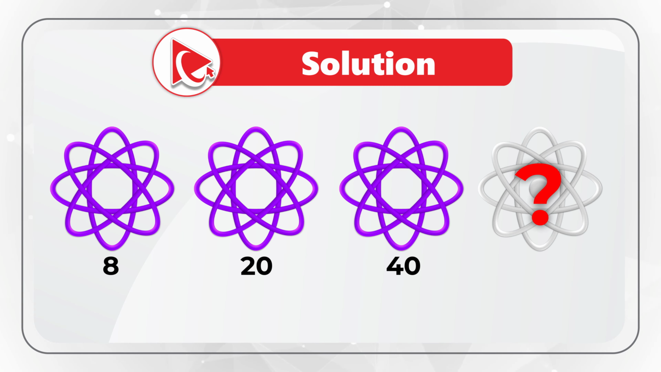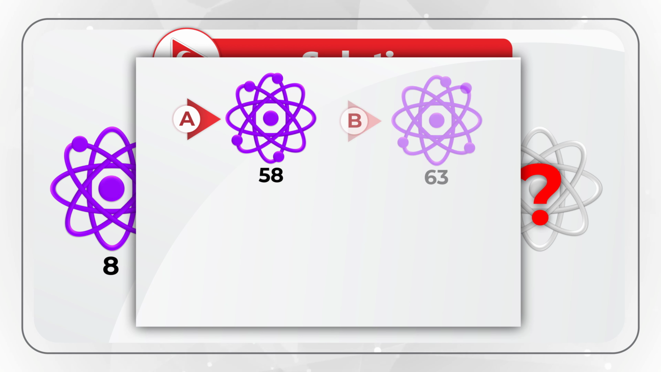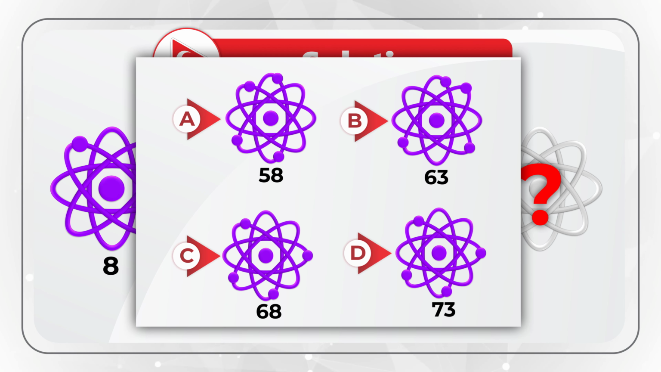Let's look closely at the shape here. The shape consists of small spheres, and the number of spheres increases with every shape. First shape has 1 sphere, second shape has 2 spheres, and third shape has 3 spheres. So we can reasonably conclude that the fourth and missing shape will have 4 spheres. Well, this is not much help here because if you look at the choices A, B, C, and D, they all have 4 small spheres.